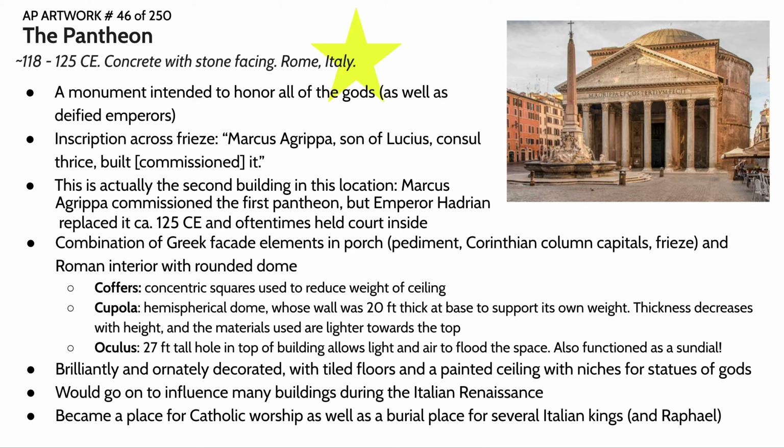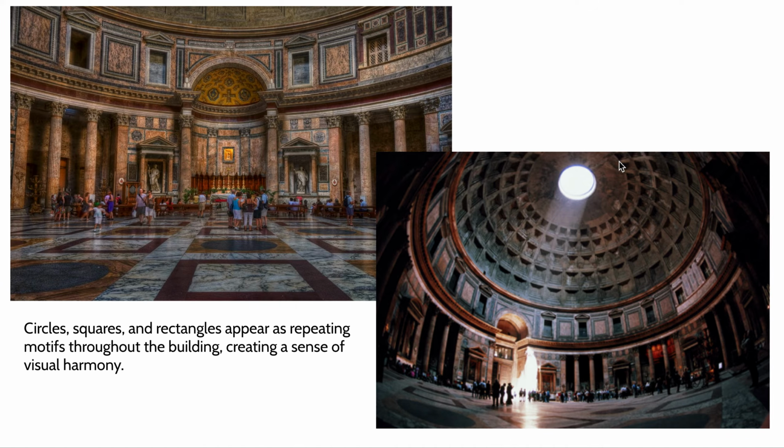So the Pantheon is one of the best preserved buildings from ancient Rome. One of the reasons that it was so well preserved is that it was used by the Catholic Church for services, so they kept it really nice. This building is extremely brilliantly and ornately decorated. We have tiled floors using different kinds of colored marble. The ceiling was painted at one point in time. There were these little niches here for statues of gods. We don't really know what happened to them.